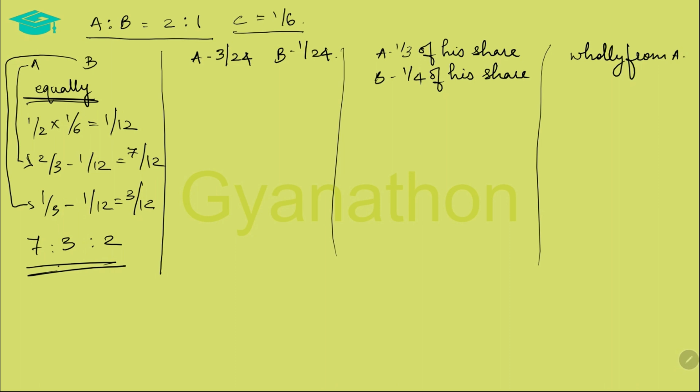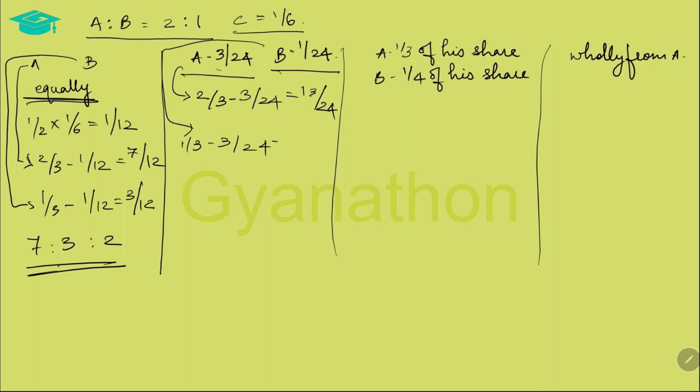Now assuming that C receives 3/24 from A and 1/24 from B, then we deduct 3/24 from A's share, that is 2/3 minus 3/24, which is 13/24. And we deduct 1/24 from B's share, that is 1/3 minus 1/24, which is 7/24. So the new profit sharing ratio of A, B and C will be 13:7:4.